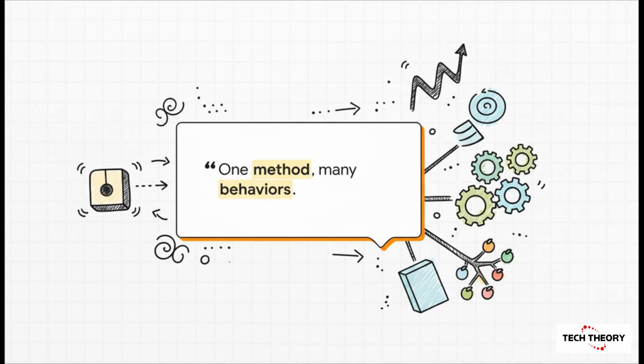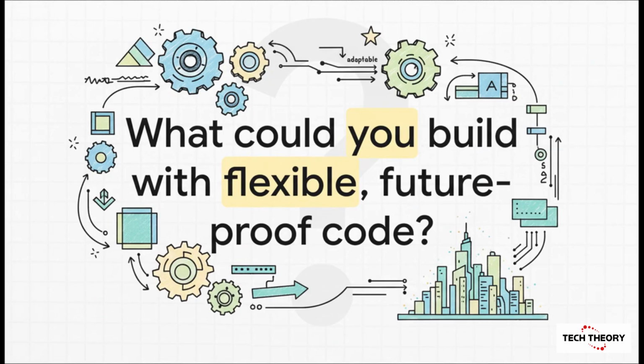In the end, it all just comes back to that simple, powerful idea we started with. One method, many behaviors. That's the principle that unlocks all of this flexibility and elegance in your code. And that really is the power of it all. It's a tool for building software that can adapt, grow, and change over time. So the real question I want to leave you with is this. Now that you know the secret, what could you build with it?